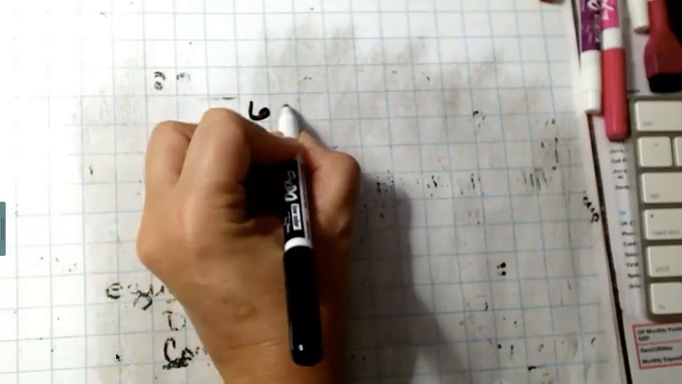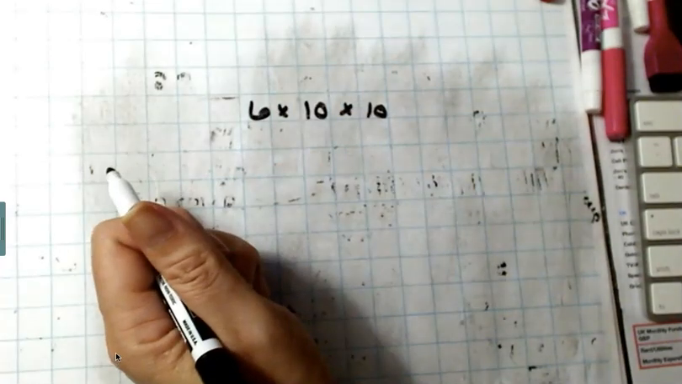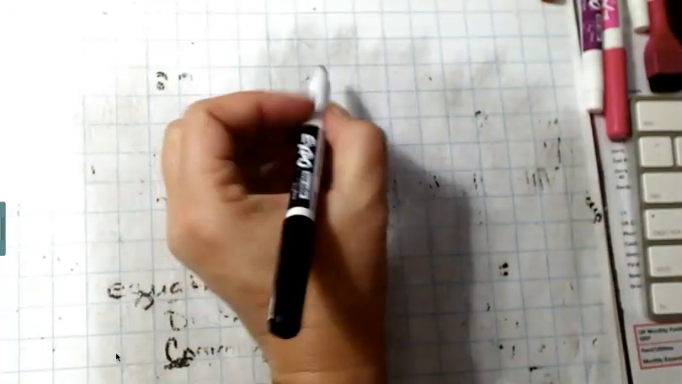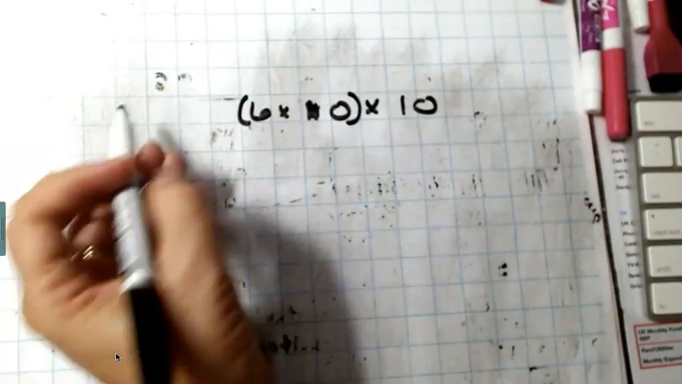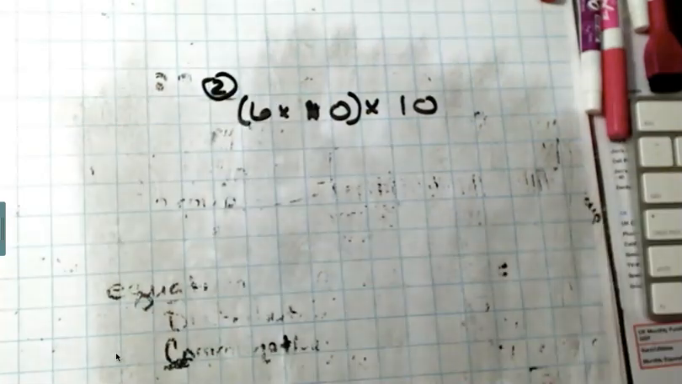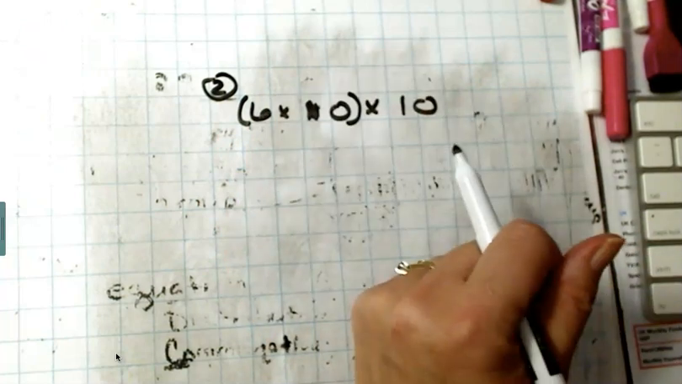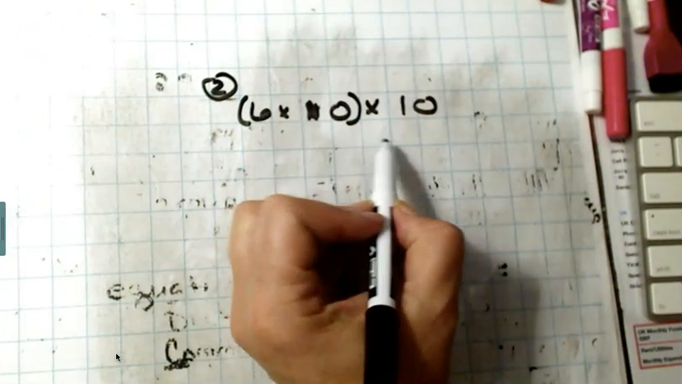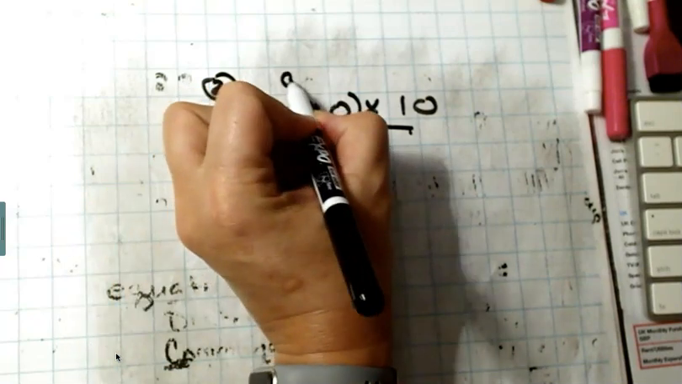All right, 6 times 10 times 10. Now because the parentheses are around the 6 and the 10, and this is my problem number 2, it wants me to multiply those numbers first. But you know what? I need to use what I know my strengths is, and I'm really good at my 10s. So what I'm going to do is I'm going to use that associative property.